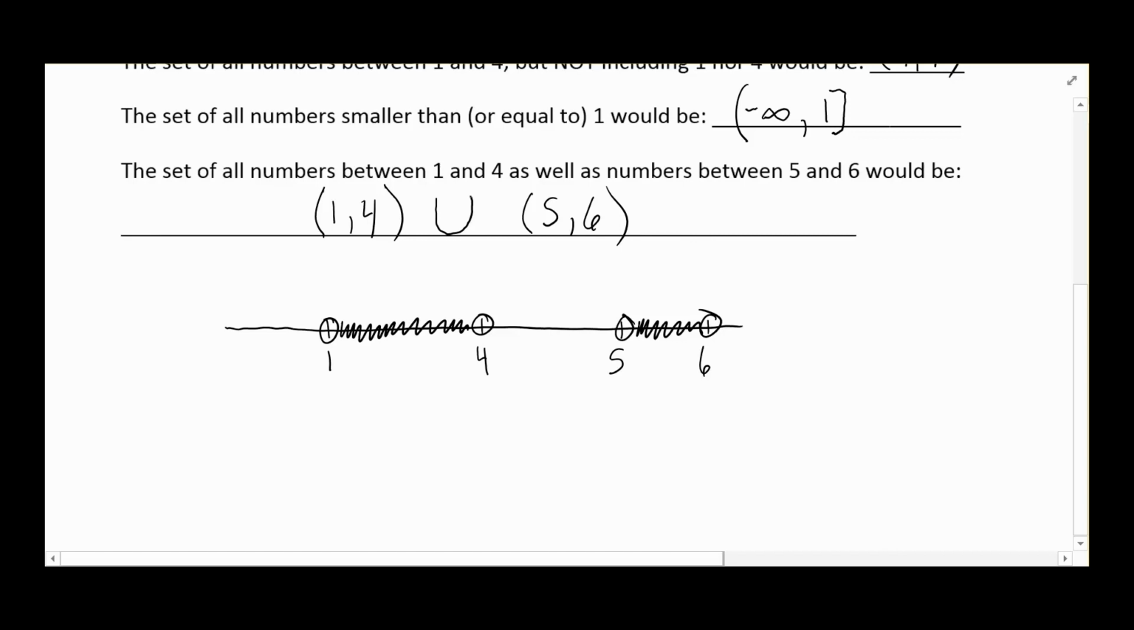The union symbol looks like a capital U, only it doesn't have the little stick at the end. It doesn't have the little vertical line. But that symbolism there represents the numbers between 1 and 4, as well as the numbers between 5 and 6. The union symbol just says, hey, both of these answers, or both of these intervals, are part of my answer.